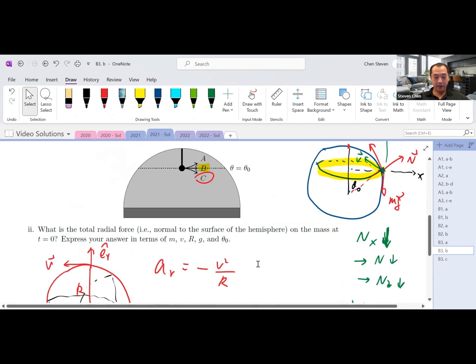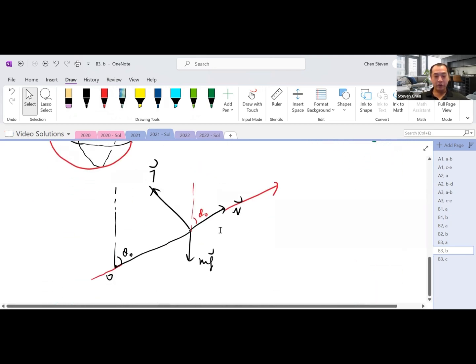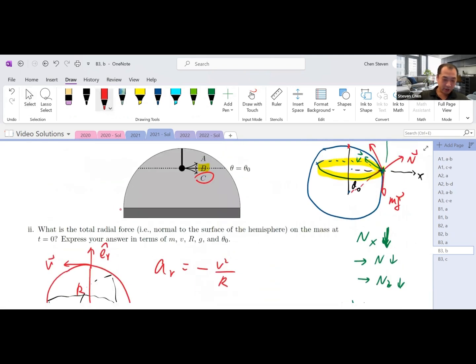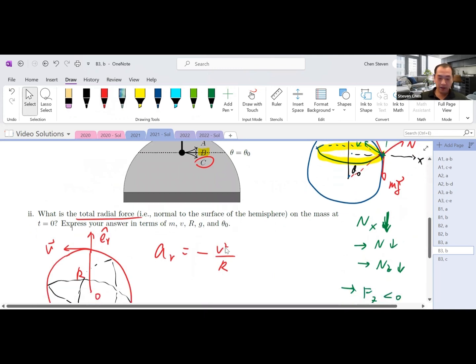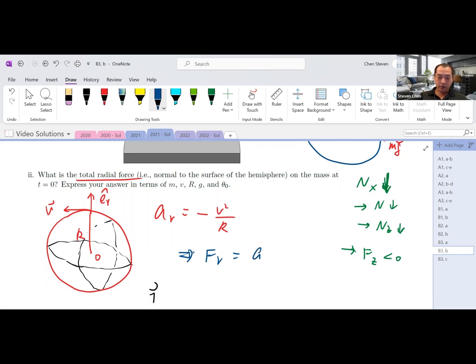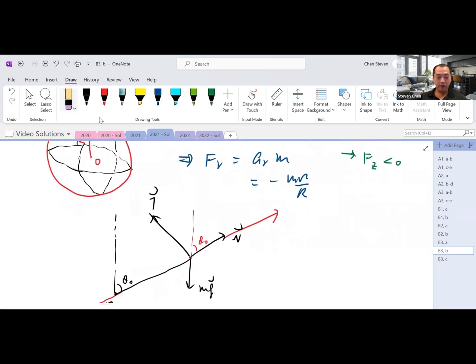Actually, I did much more than that. We are already done. We don't have to do the force analysis anymore, because the problem simply asks us for the total radial force. So we got the acceleration and multiply by mass. The radial component net force is just equal to a_r times m, which is negative m v squared over r. That's it. So we don't need this anymore.